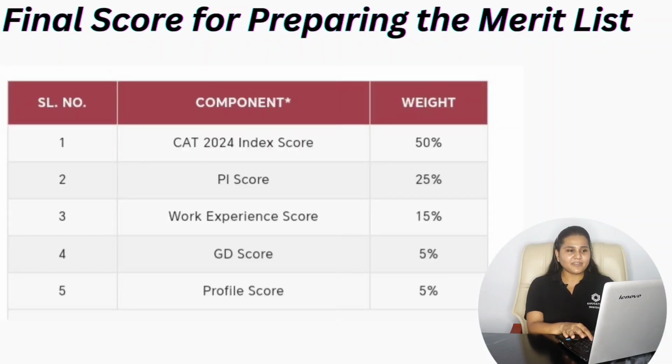Then if we consider the final score calculation, 50% weightage is given for your CAT 2024 index score, 25% weightage is given for the personal interview score, then 15% weightage is given for the work experience score, 5% weightage is given for the group discussion, and 5% weightage is given for the profile. And on this basis, the composite score is calculated, and then the final selected list of candidates is made.